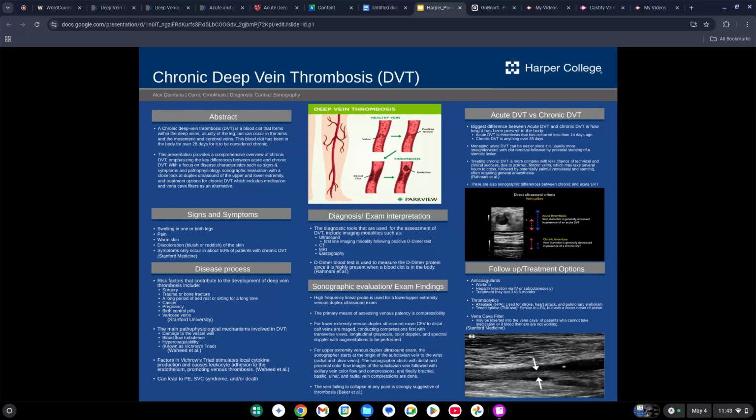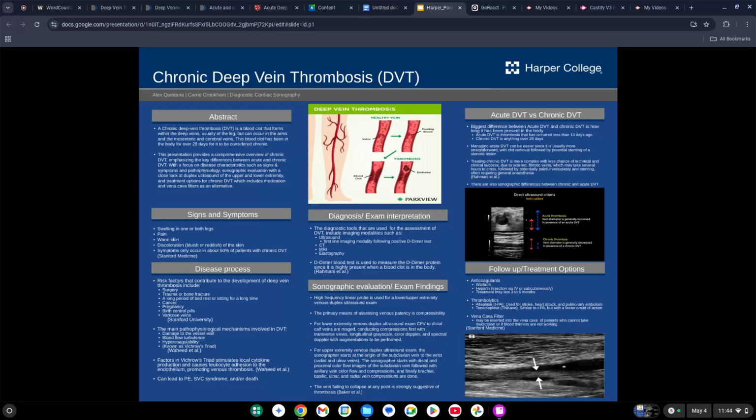And we're going to go ahead and move on to sonographic evaluation. So what do we do when we do that ultrasound? High frequency linear probes are used for a lower or upper extremity venous duplex ultrasound exam. The primary means of assessing venous patency is compressibility. These compressions are really going to distinguish whether a DVT is present or not.